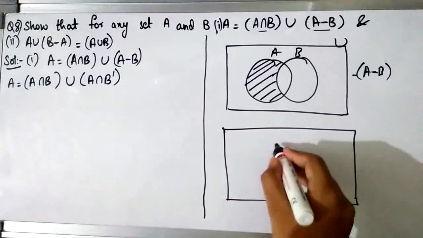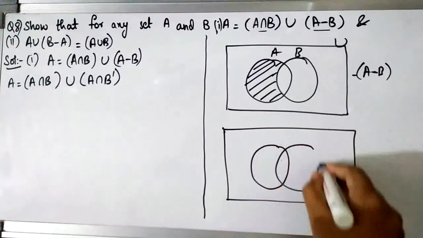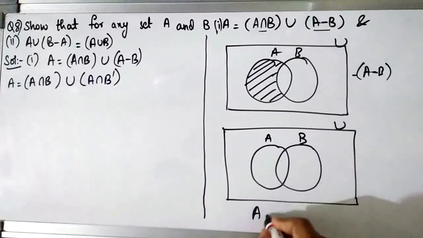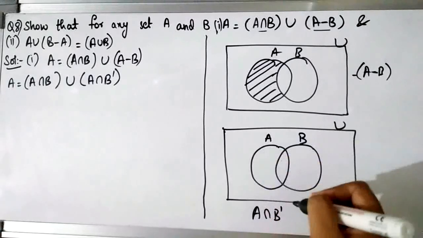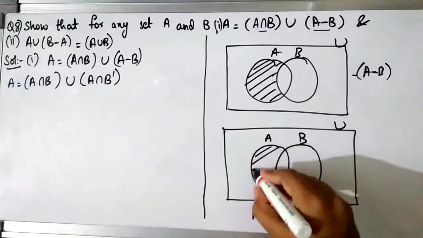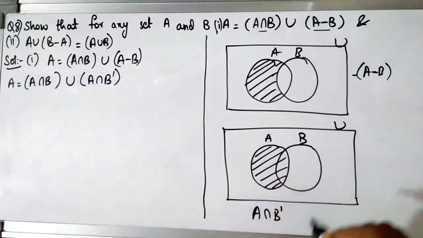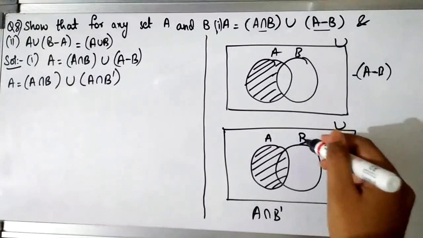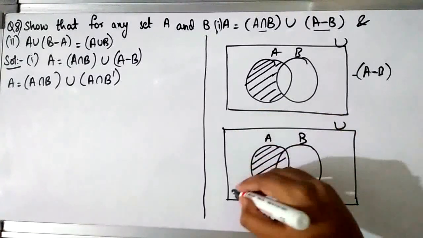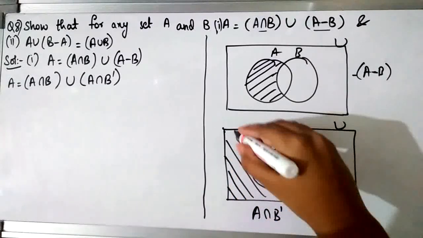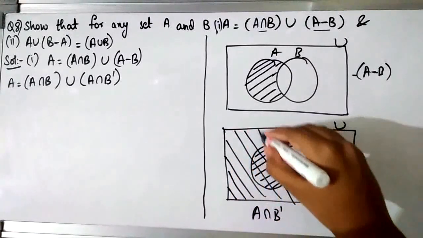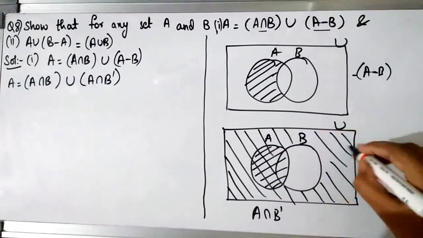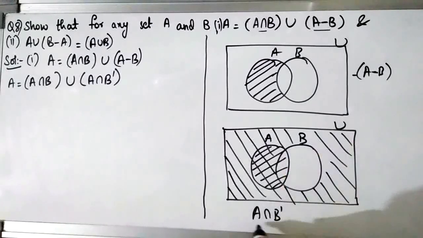Now let's draw the Venn diagram for A intersection B complement. This is your A, this is your B. First, shade your set A. Then what is your B complement? B complement is nothing but everything except the set B; the leftover part is your B complement. Now you have to do the intersection.